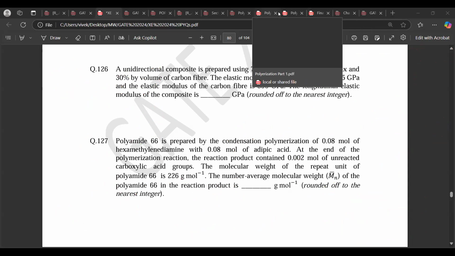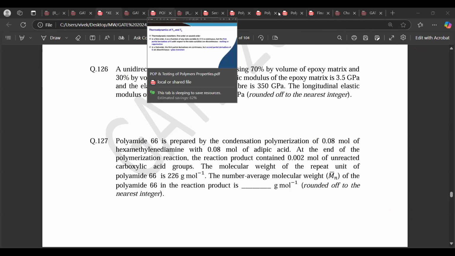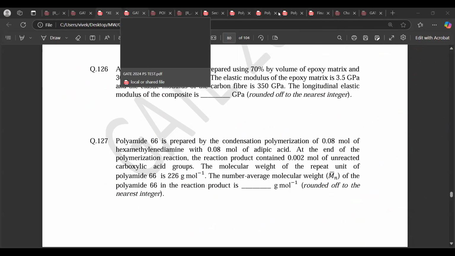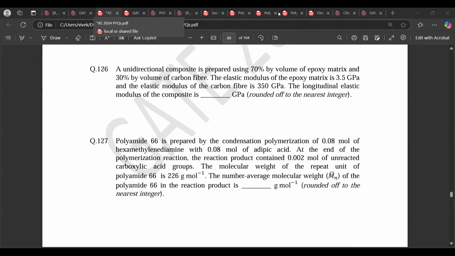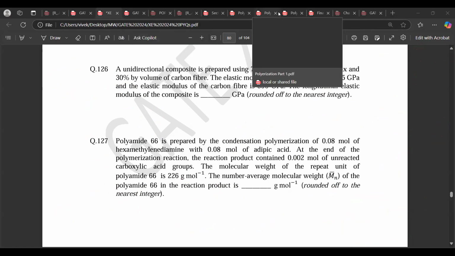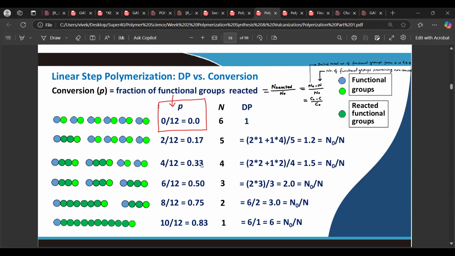Because if you don't understand that basic understanding of p, then you're in deep trouble, right? So what is p? If you see Dr. Dhara's notes, and the same I always taught in my regular batch as well, he says p is the fraction of functional groups reacted. Simple. How many moles reacted divided by what was the initial.